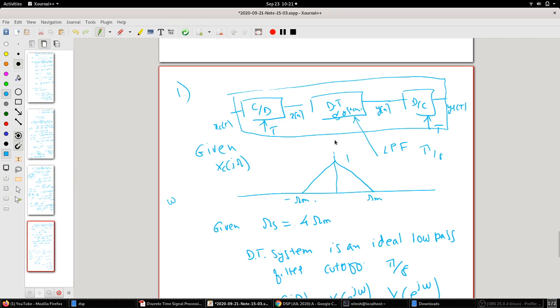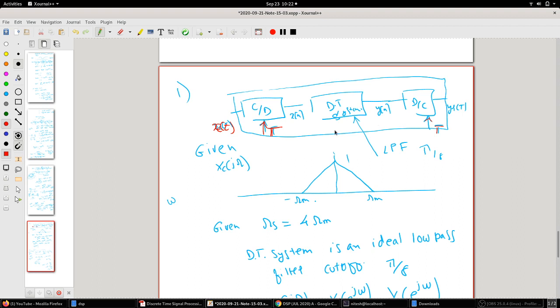Let's solve one problem which is given here. What is given is xc of t, which is inputted to a processing system that is processing this continuous time signal using a discrete time system. Okay, so you have a C2D converter which has a sampling rate of T. You have a D2C converter which has a cutoff of pi by T.